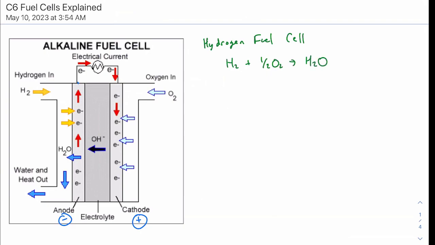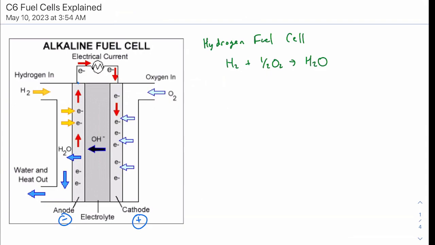So obviously the benefit of a hydrogen fuel cell is that the only product it produces is liquid water. And so that is definitely a benefit of not producing any greenhouse gases or any other byproducts from the reaction as well. Now, on the left here, you can see a diagram of a fuel cell.